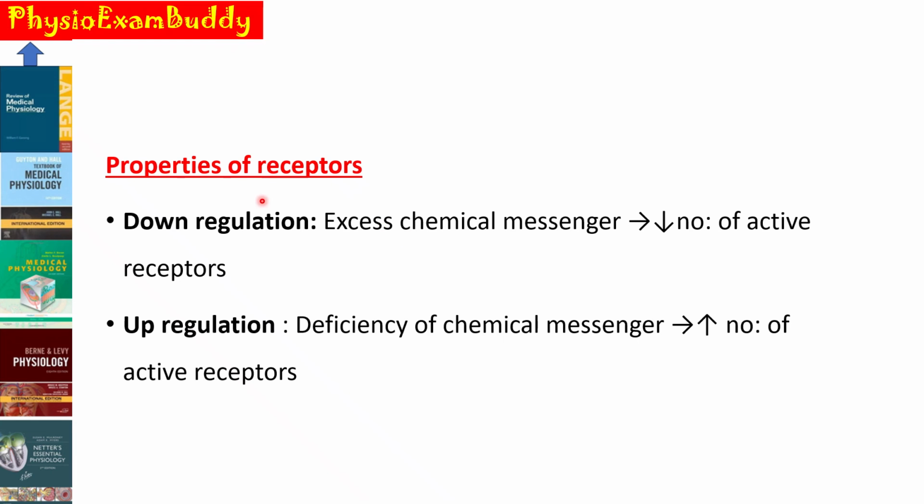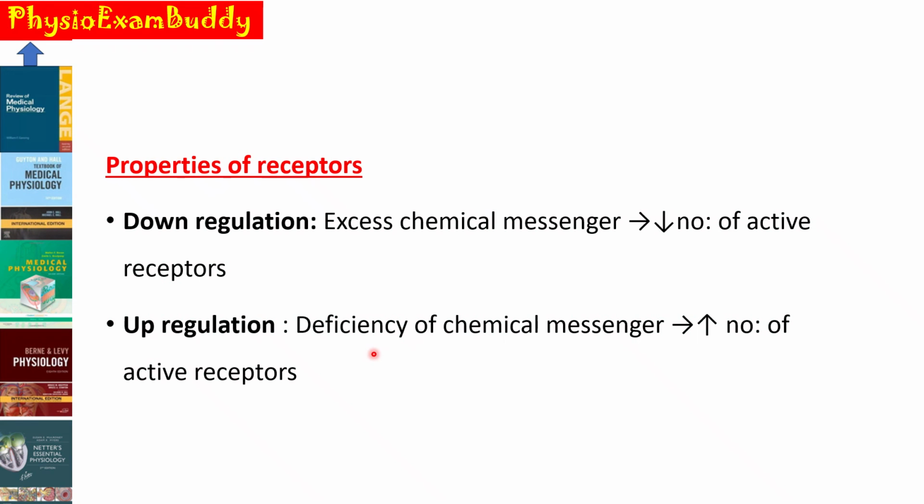Next is about the properties of the receptors. There are certain properties for the receptors which are present on the cell. In some cases, excess chemical messengers can cause down regulation of receptors. That is, whenever the chemical messenger is secreted in excess quantity, there will be a decrease in the number of the active receptors, thereby modulating the action. This type of regulation by the receptors is known as down regulation.